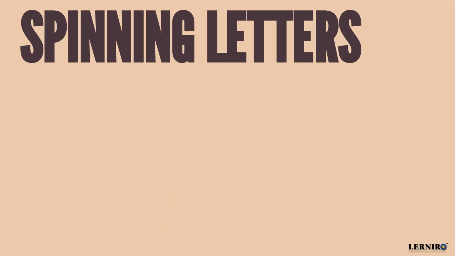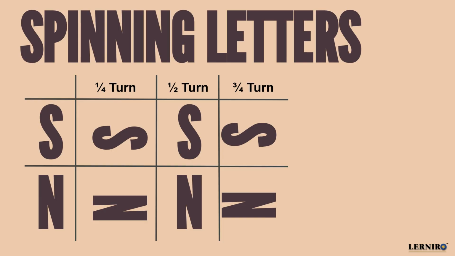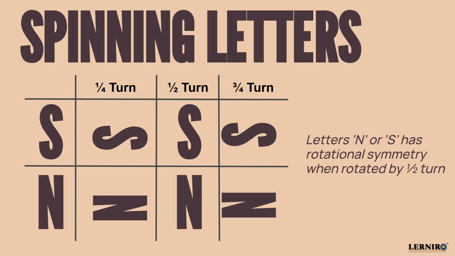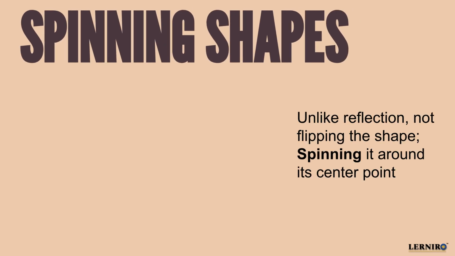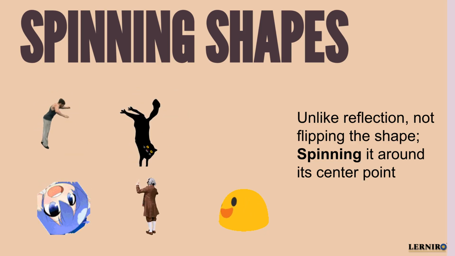Let's look at letters. N or S, for example, have rotational symmetry after a 1/2 turn, upside down. They look different with 1/4 and 3/4 turns, as you can see. Remember, unlike reflection, we are not flipping the shape. We are spinning it around its center point.